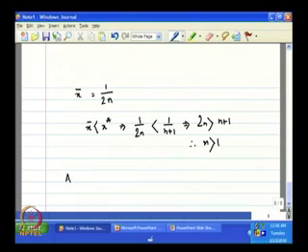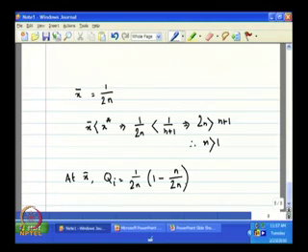Now, if each firm uses 1 divided by 2n, then what is the output level? What is Qi, for example? It is given by xi, that is 1 divided by 2n, multiplied by 1 minus, there are n such firms, each firm is producing 1 divided by 2n, so the total is n divided by 2n.